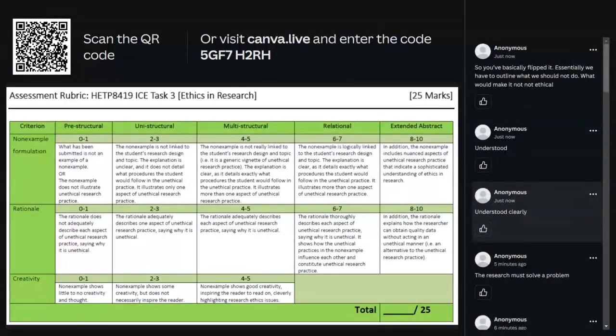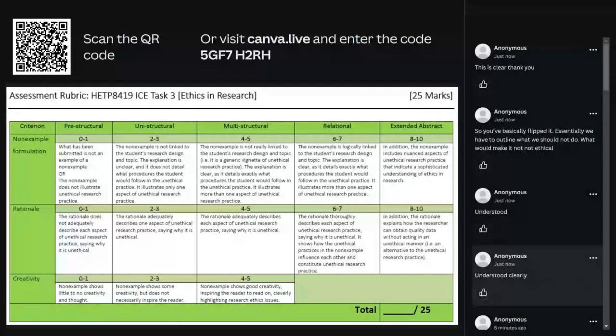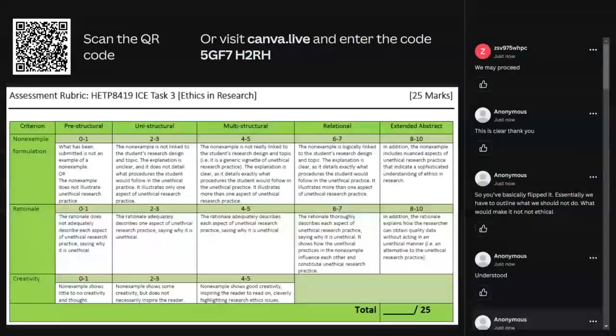Understood? So you basically flipped it. Essentially, we have the outline, what we should not do, what would make it not ethical. Yes. So you're flipping the script. It's almost like a flipped classroom approach where you ask your students, so what is it not? And then in general, in your own teaching and learning spaces, you'll see if you teach this way, you're almost able to show them or move them from misconceptions to what it actually is.